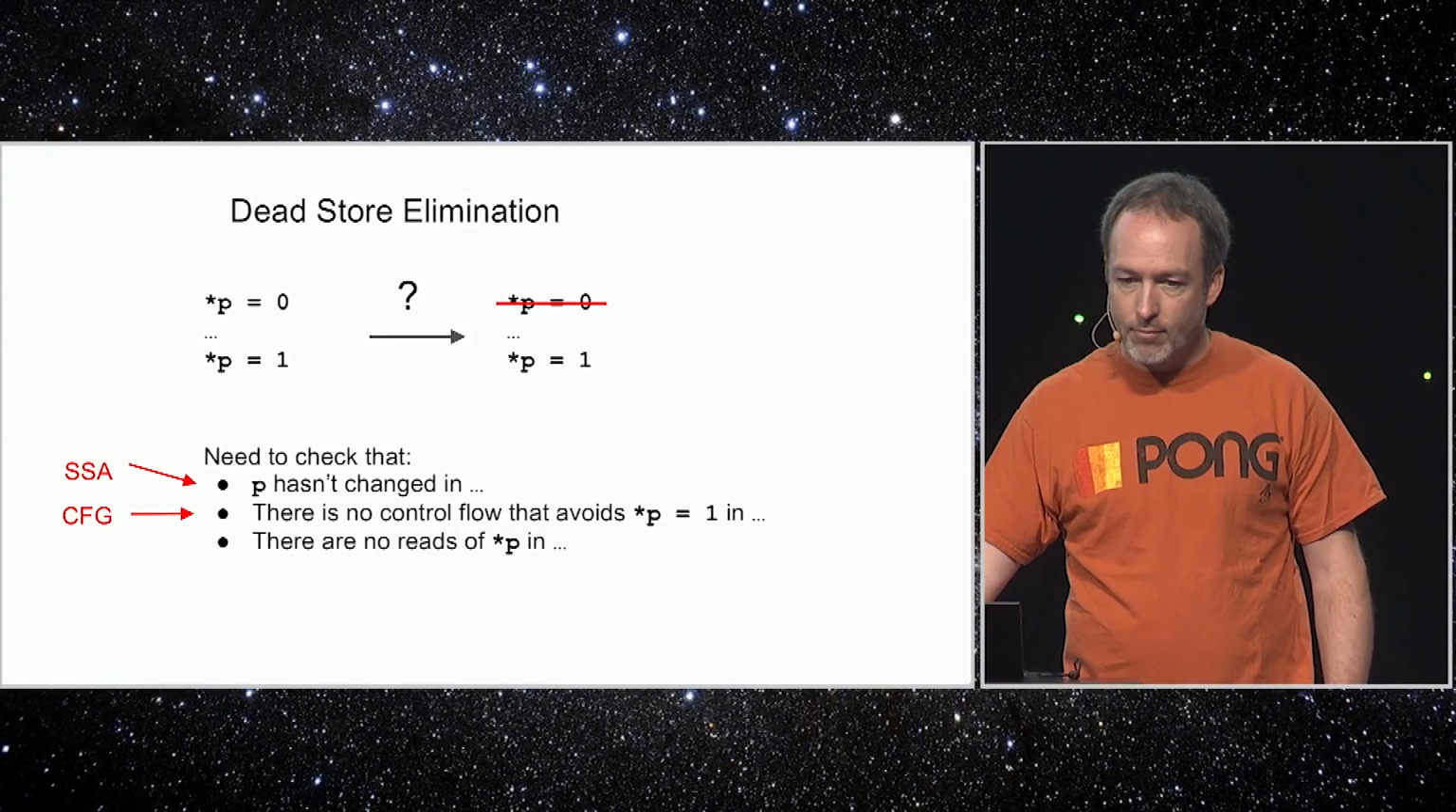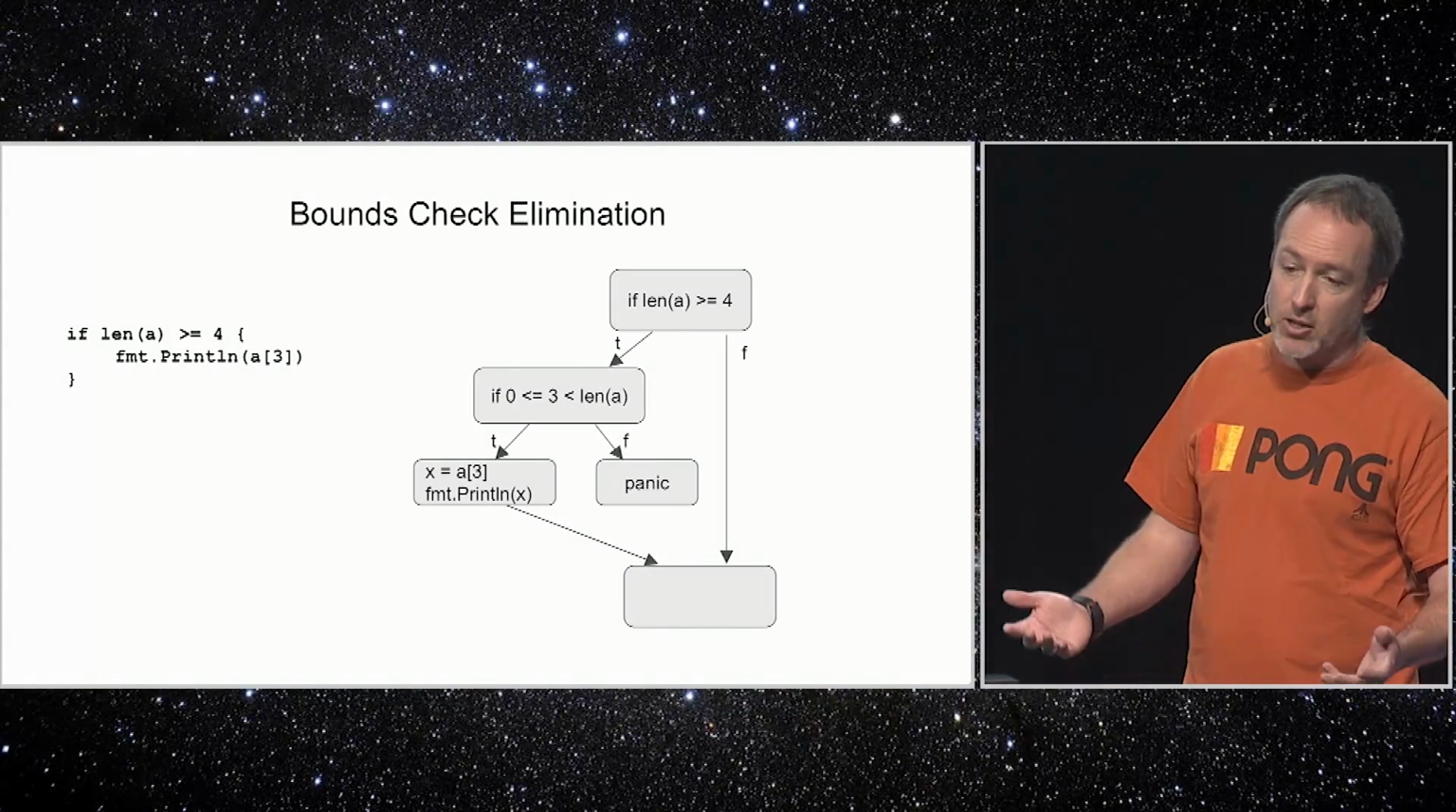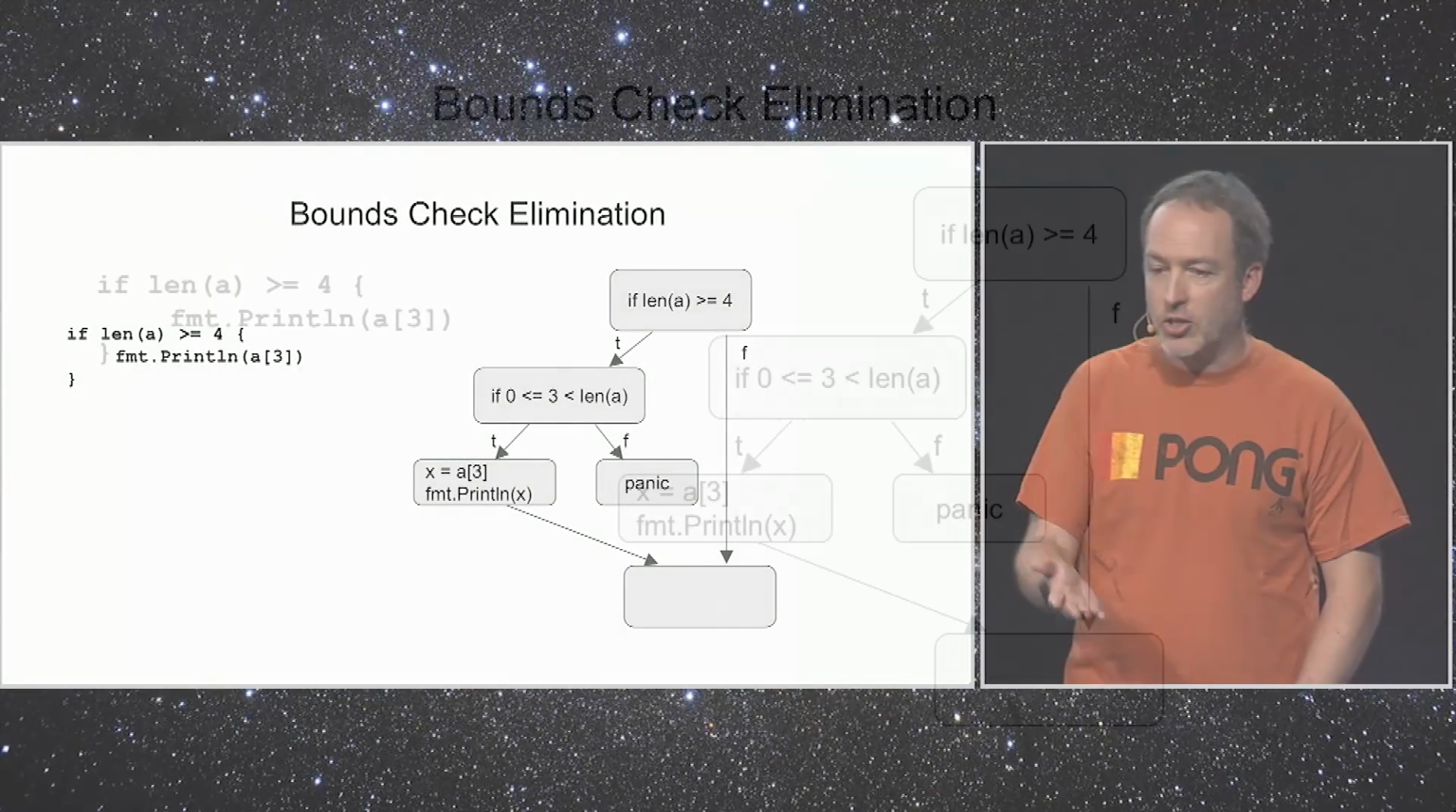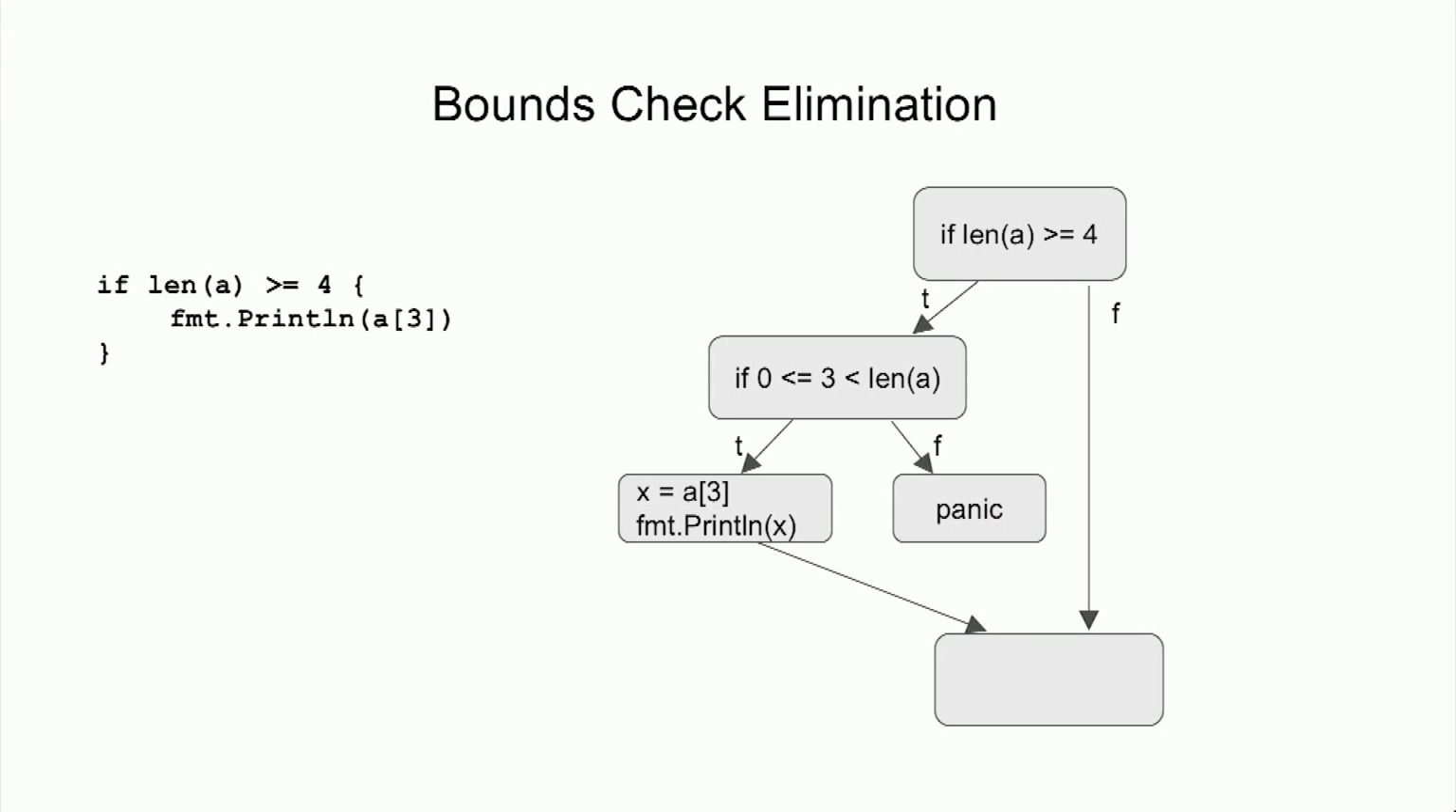Similarly for bounds check elimination, here's a chunk of code where we check to make sure that the length of the array is big enough, and if so, we read the third element out of the array. And we know that that bounds check is never going to fail. We know that the array is big enough, but in order to remove the bounds check, we have to prove it to ourselves in the compiler.